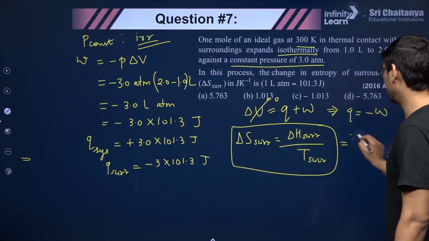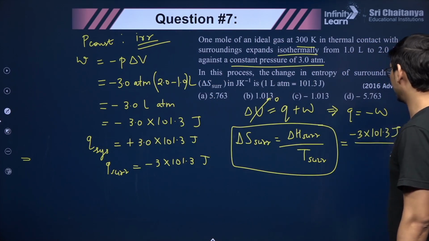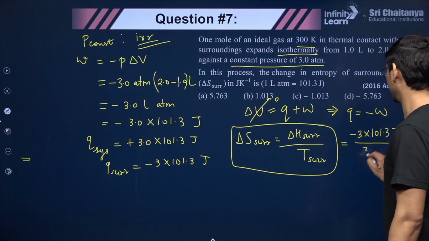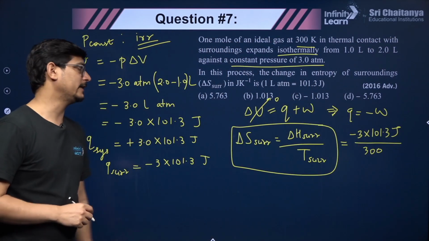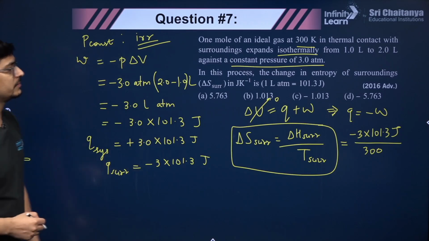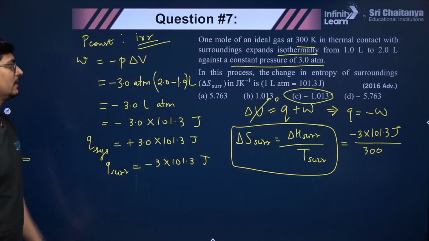Delta H would be minus 3 into 101.3 joule divided by the temperature, which is given to be 300. So I think it will be minus 1.013, right? So the correct answer would be the entropy change of the surrounding will be minus 1.013. So that will be the correct answer.